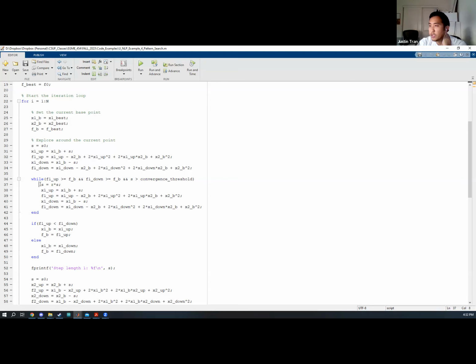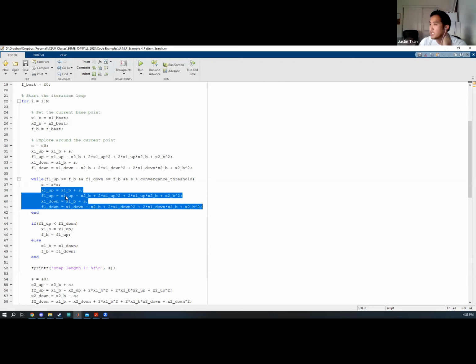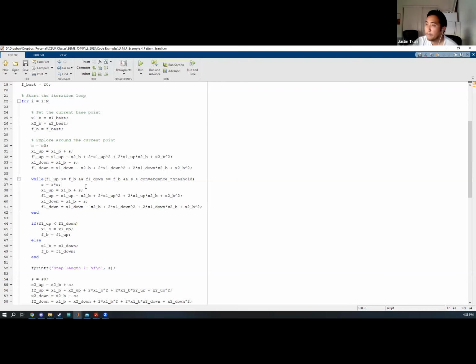Okay, and so inside this while loop here, you can see that we have these 4 lines of code. These 4 lines of code are identical to lines 31 to 34, okay? Because what these 4 lines do is take a test step in the positive and negative directions. We're evaluating the objective function in those directions, and we're checking to see if there's any improvement, okay?